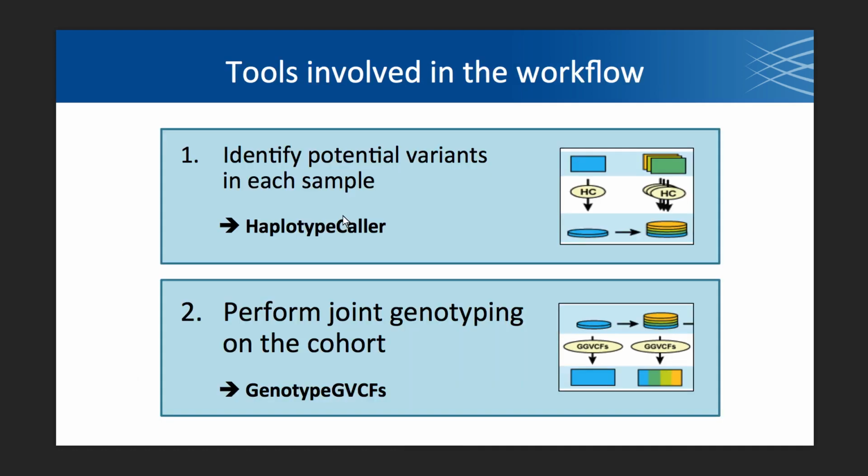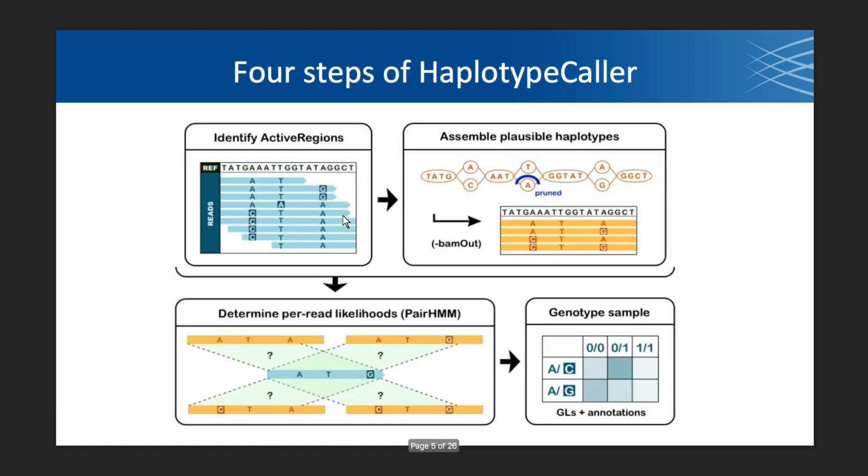So there are two tools that are involved in this part of the workflow. HaplotypeCaller is used to identify potential variants in each of the samples, and it outputs per sample genotype likelihoods in an intermediate file format. And then as the second part, we're going to combine together all these intermediate files to do what we call joint genotyping on the entire cohort using the GenotypeGVCFs tool.